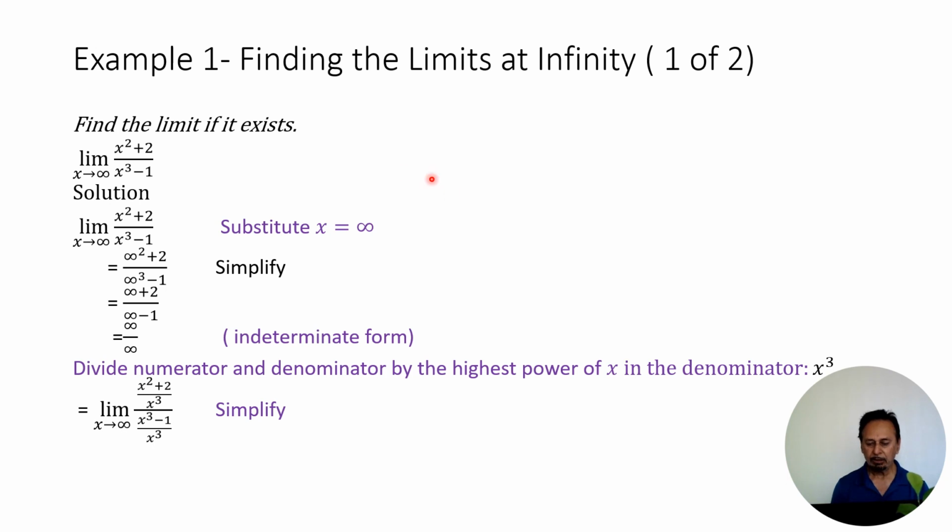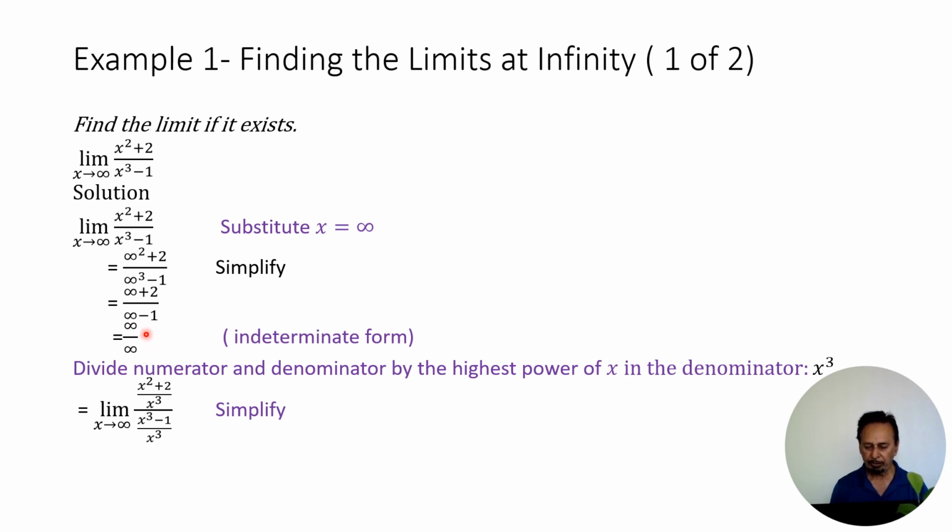Let's say example number 1. We're going to find the limit of x squared plus 2 over x cubed minus 1 as x approaches infinity. The first step is to substitute x equal to infinity. So you will have infinity squared plus 2 over infinity cubed minus 1. Now remember, infinity to any power is infinity. So you have infinity plus 2 in the numerator. If you add a small number like 2 to infinity, it stays infinity. Remember, infinity means a very, very large number. If you subtract 1 from infinity, it's not going to affect the infinity, so you have infinity.